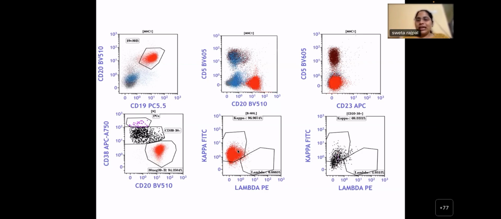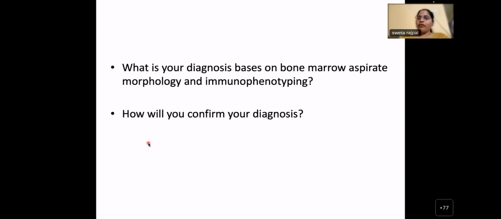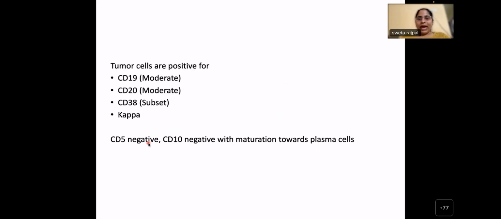Okay, so this is a CD5 negative, CD10 negative lymphoma, and it is showing a trend of maturation towards plasma cells. We can see that both this red population that is CD38 negative, as well as this CD38 dimmer, moderate kind of population, is also showing kappa restriction. So both these populations are clonal in nature. So based on morphology and immunophenotype, we have a diagnosis of actually lymphoplasmacytic lymphoma.